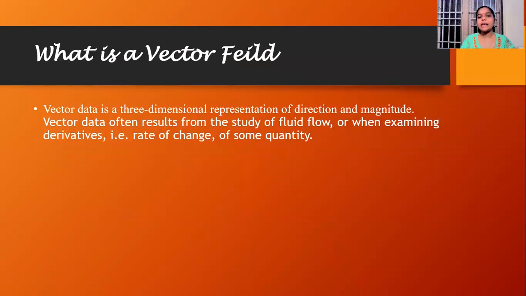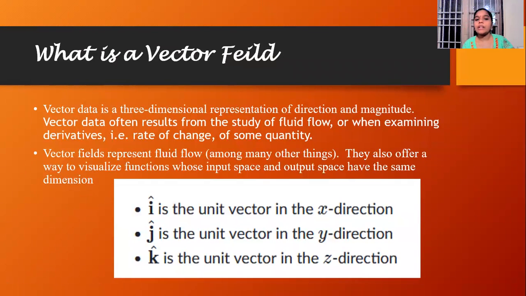A vector field is a three-dimensional representation of data and a magnitude. That means it even represents fluid flow. It also offers a way to visualize functions whose input space and output space have the same dimensions. And it also offers the results of fluid study when examining derivatives, like the rate of change of some quantity. Coming to the representation of the vector field, for any unit vector, i bar represents the unit vector in the x direction, j bar represents the unit vector in the y direction, and k bar represents the unit vector in the z direction. This is how we can represent a vector field.